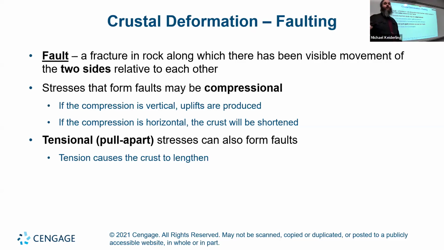So for the stresses that form faults, there's basically three possibilities. You can have compressional faults when both sides are being pushed together and one side will slide up on top of the other. If the compression is vertical, you get uplifts. If the compression is horizontal, the crust gets shortened and one side slides up on top of the other. And you have tensional faults that are pulling apart. This causes the crust to lengthen. You have one side sliding down the other, stretching the crust out.